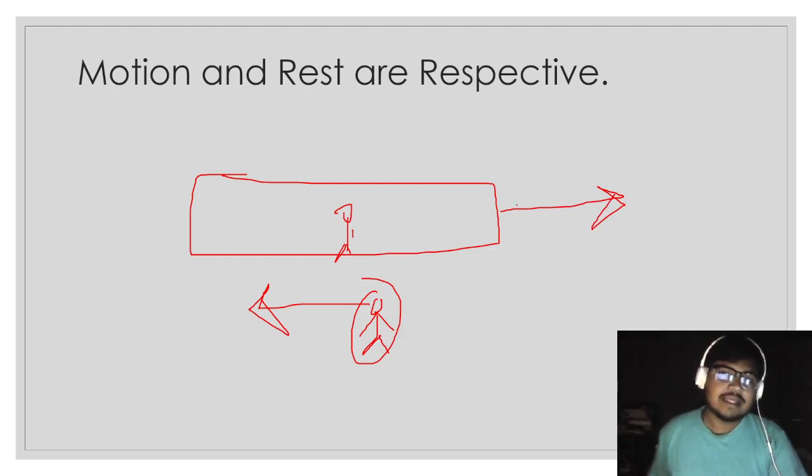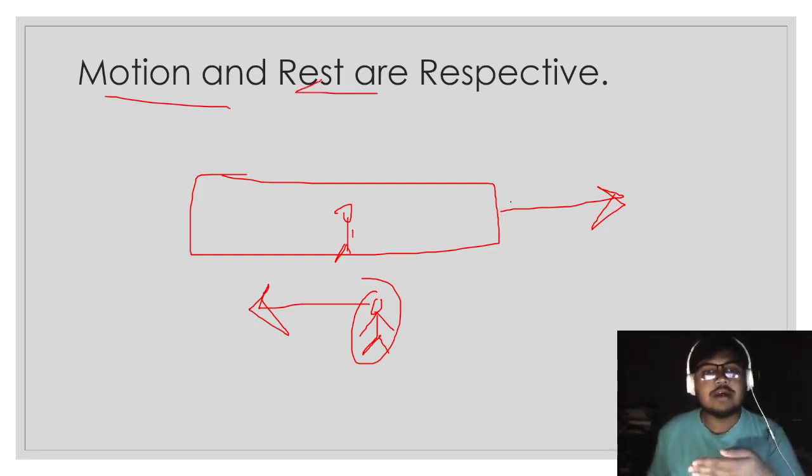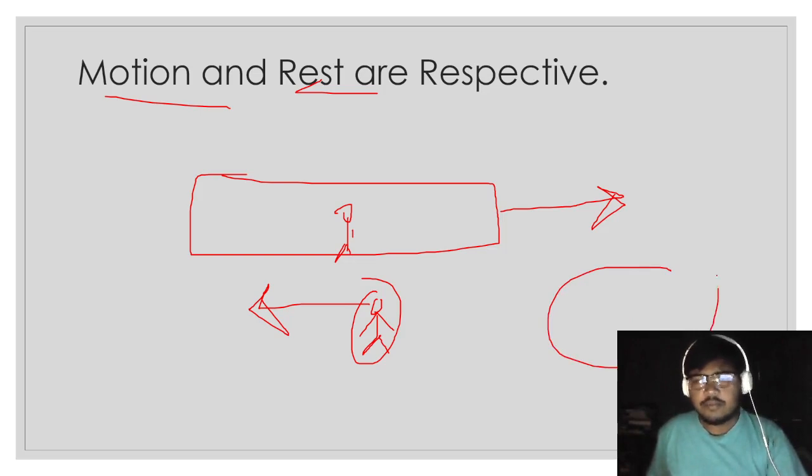Here we can see with change of frame of reference we see different types of motion. From this frame of reference we see the whole train is at rest, but from this frame of reference we see only the train is moving and the whole world is at rest. So we can say motion and rest are relative and just depend on the frame of reference from which we are seeing.